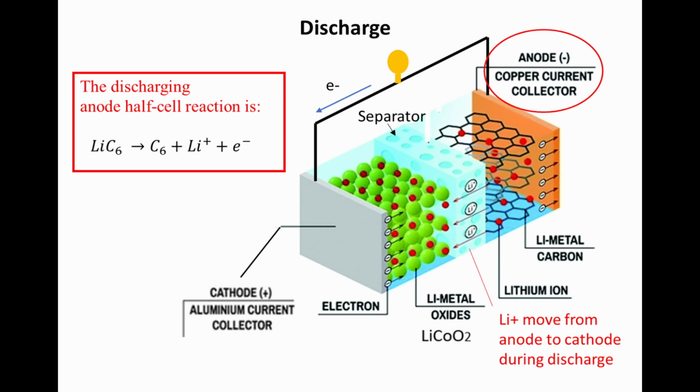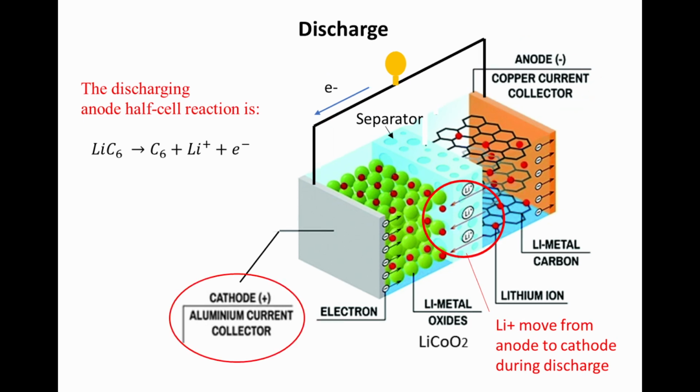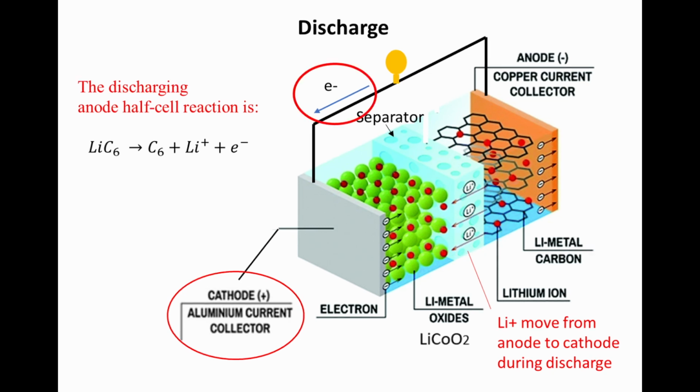The discharging anode half-cell reaction is shown. The lithium carbon-6 becomes graphite plus a positive lithium ion plus an electron. The anode pumps electrons into the wire. The positive lithium ions migrate from the anode through the electrolyte and the separator into the cathode material. The electrons in the wire enter the cathode through the positive terminal.